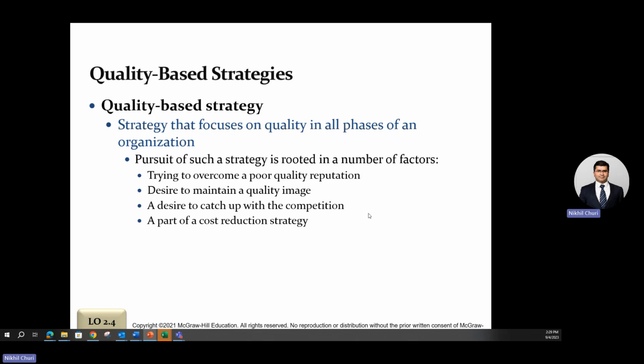The last is a part of cost reduction strategy. And again, this is another very broad point, and as we go, we'll be discussing a lot about the cost reduction strategies: what are the wastes you identify, and how you come up with some corrective plans to reduce those costs. So again, on a high level, this is what a quality-based strategy is.